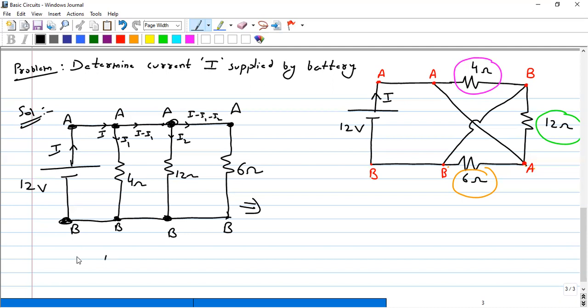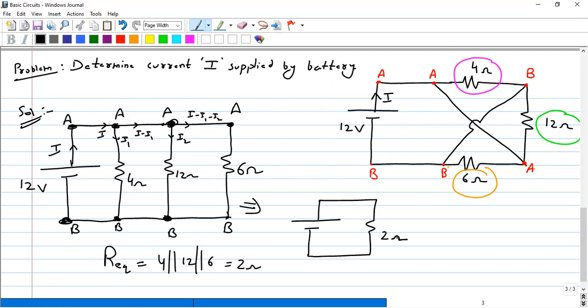Therefore, the equivalent resistance R equivalent will be 4 parallel to 12 parallel to 6. If you find out the equivalent resistance, you will get 2 ohms. I think you can find out the equivalent resistance. Therefore, this circuit can be replaced by a single resistance of 2 ohms, and this is the 12 volts battery, and this is the current I. And what is the problem? You need to find out I. Therefore, current I equals V, voltage, upon the resistance R. That is 6 amperes. Simple.